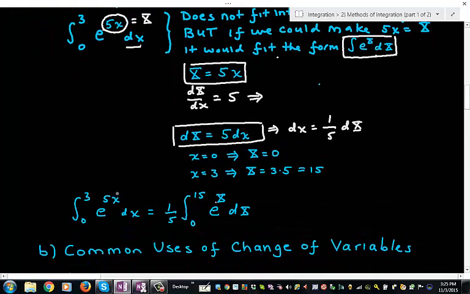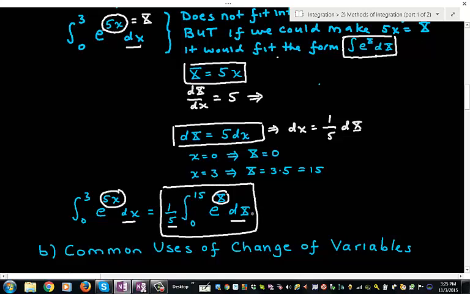So you notice that now, having changed the integrand, having changed the differential, and having changed the limits of integration, we now have it in one of our elementary integral forms. And I can do this integral on the right-hand side because it has one of the forms that we know the integral of.